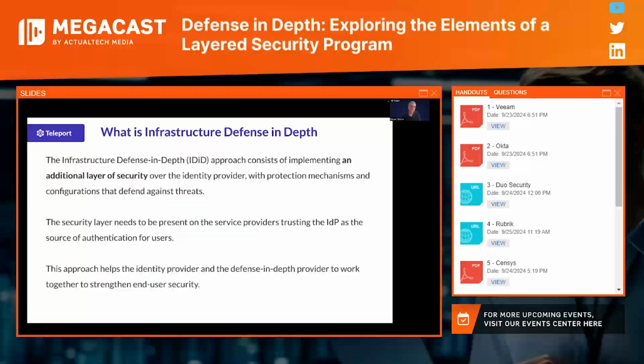Now, when we talk about infrastructure defense in depth, that's implementing an additional layer of security over the identity provider with protected mechanisms and configurations that defend against threats. That security layer needs to be present in the service providers, trusting the IDP as a source of authentication for users. So, as you'll see in our demonstration, being able to add requirements for MFA, requiring trusted devices, and also being able to respond to possible threats, locking out users or machine operators that may not be correctly accessing services. What this provides is an approach to help the identity provider and the defense in depth provider work together to strengthen that end user security that we all want.